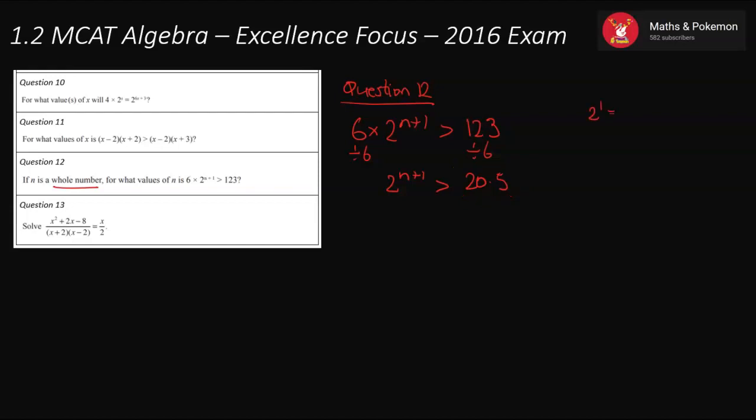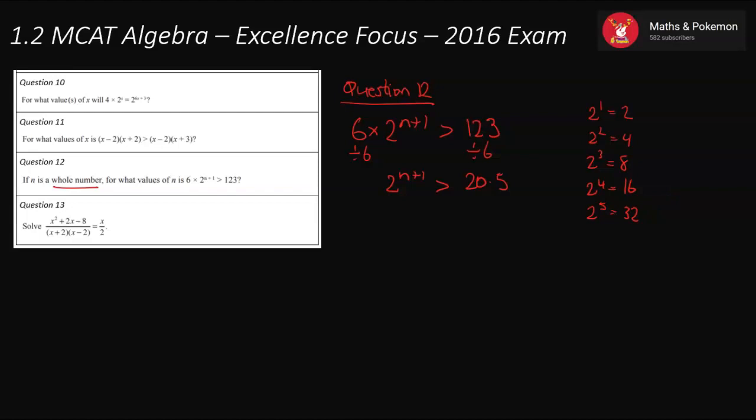So 2 to the power of 1 is equal to 2. 2 to the power of 2 is equal to 4. 2 to the power of 3 is equal to 8. 2 to the power of 4 is equal to 16. And 2 to the power of 5 is equal to 32. So I've listed all my powers, and I'm going to stop here because 32 is greater than 20.5. So 20.5 would be sitting in the middle here.